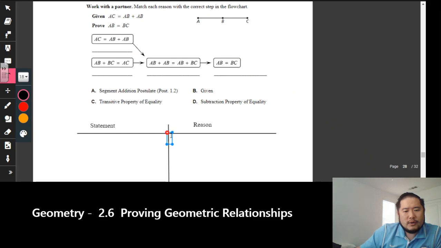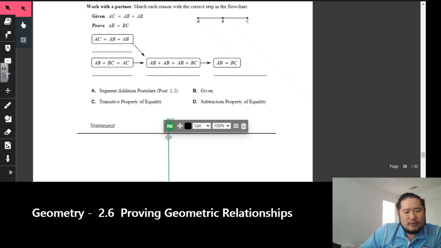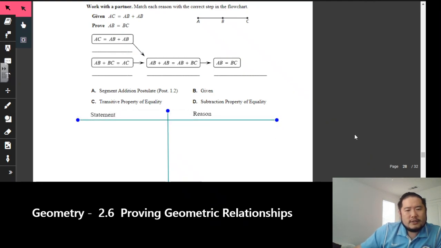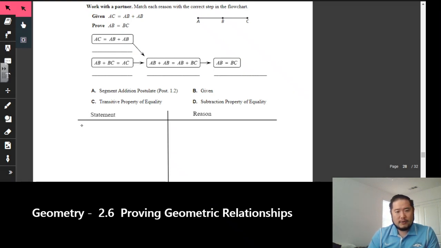So right here, I have put together a little 2-column proof. You can take the time to set that up. And remember, whenever we do a proof, we should always start off with what is given. So this first part right here, AC is equal to AB plus AB. The only thing that allows me to say that is the fact that it is given. So let's put right here, statement 1, AC is equal to AB plus AB, and that is given.